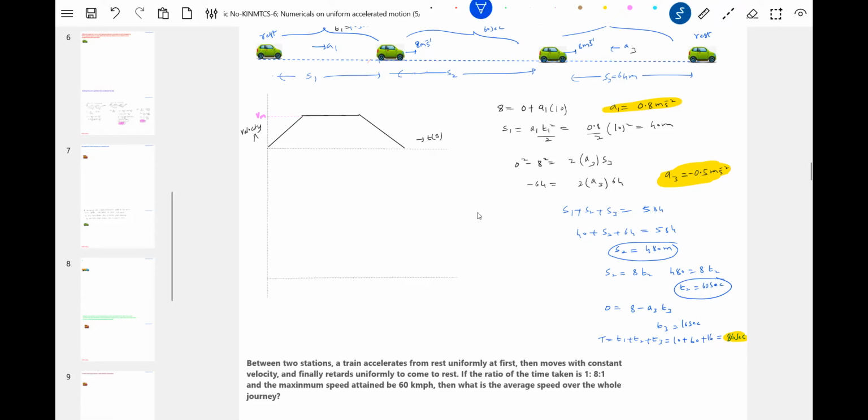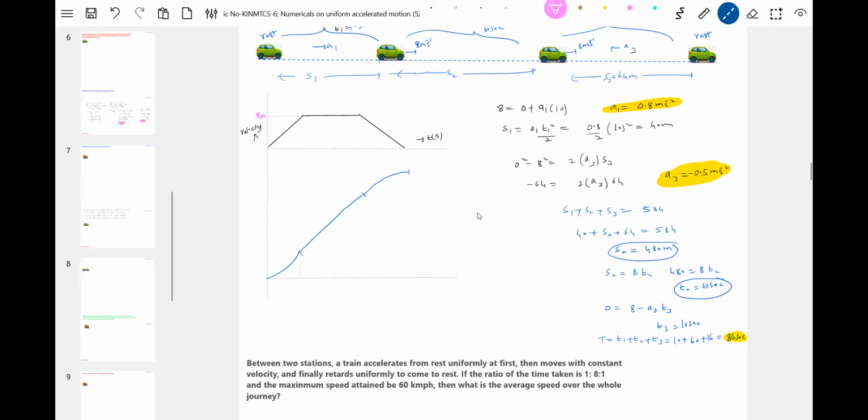First, accelerated motion. Uniform velocity motion. Then retarding motion. Every problem I'm trying to introduce the things that we have learned.